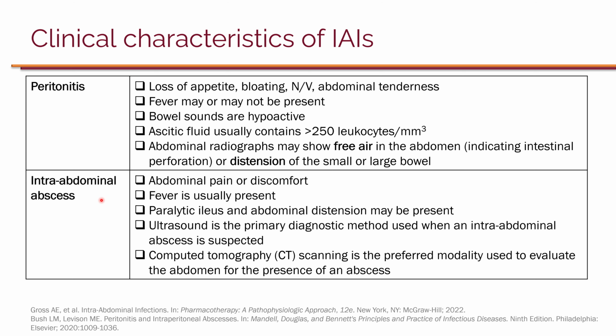In fact, for pretty much all intra-abdominal infection, there will be some sort of abdominal pain in various regions of the abdomen. So you can think of it in quadrants, so upper left, upper right, lower left, and lower right quadrant, and that region can sometimes indicate what type of intra-abdominal infection. But regardless, abdominal pain is pretty much what leads patients to seek help. Now, fever is usually present for these abscesses, and ultrasound is the primary diagnostic method used when intra-abdominal abscess is suspected. However, CT is also useful.